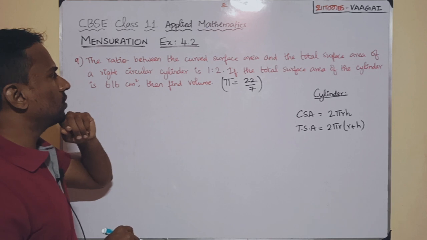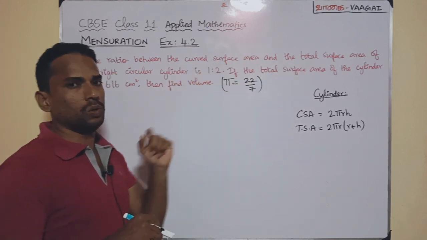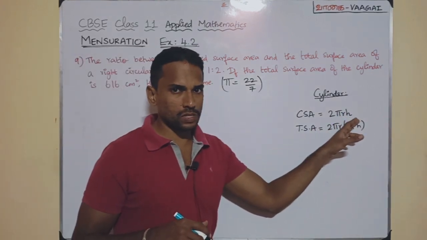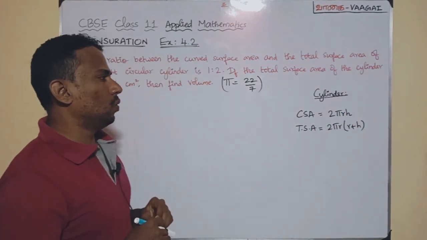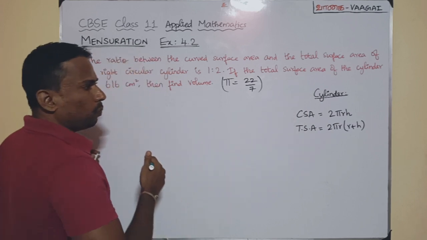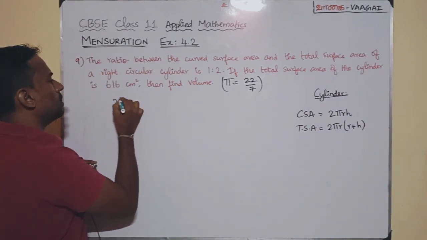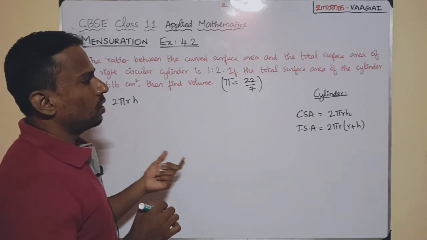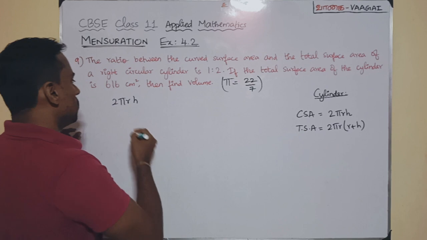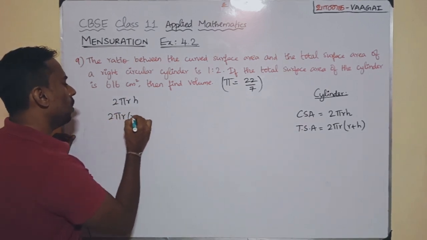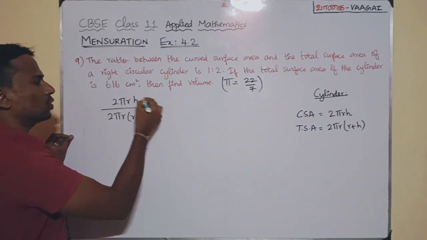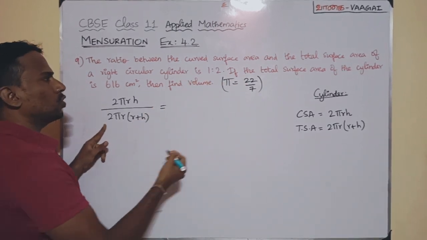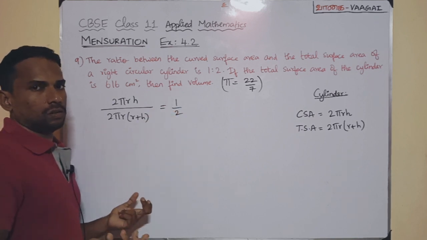So we are given CSA and TSA, and the ratio is 1:2, which means we can directly use this formula. CSA is 2πRH, divided by TSA, which is 2πR(R + H). Now this ratio is given as 1:2, so CSA by TSA should be equal to 1/2. Very simple.